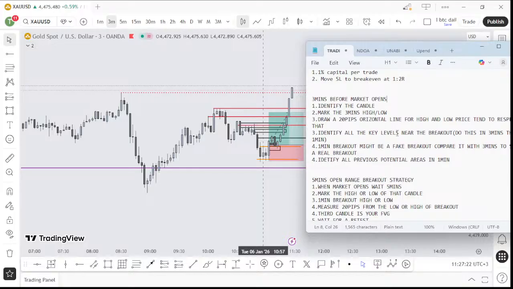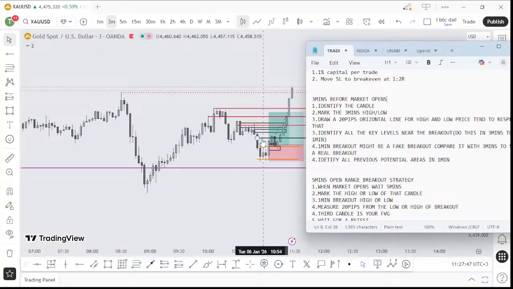Why do we do this? It's like an indicator that if price breaks out above our range by 20 pips, it means price will still go up. And this is what happened. This was our 20 pip range.